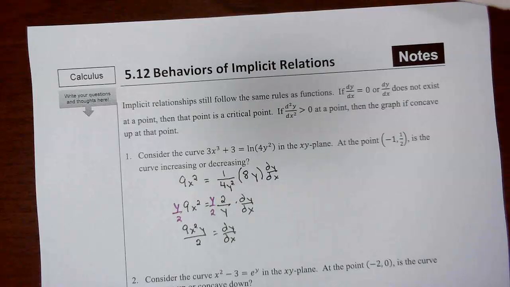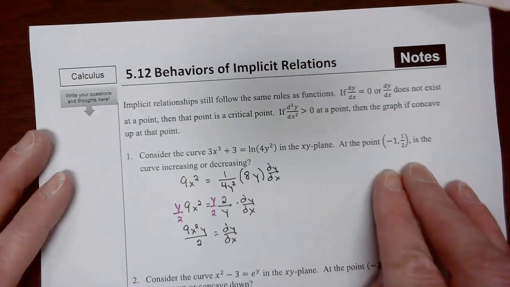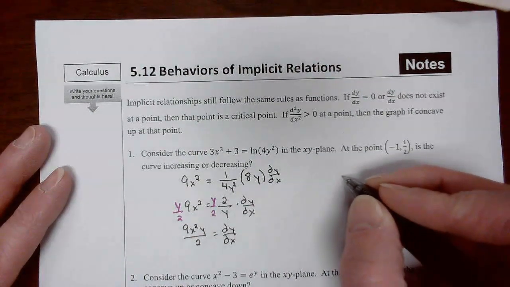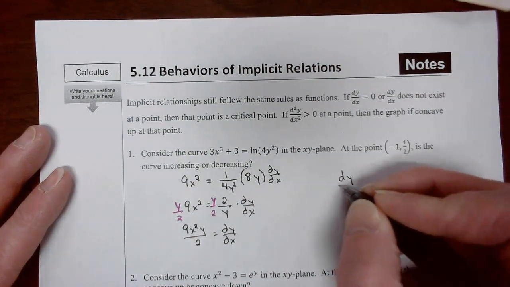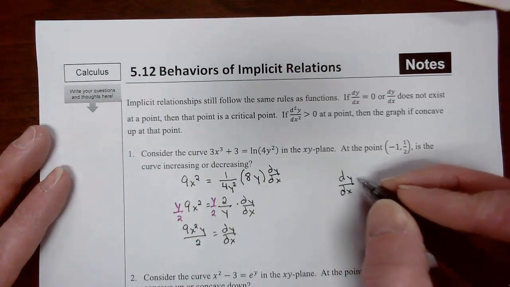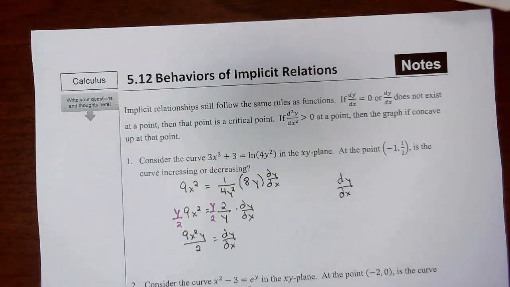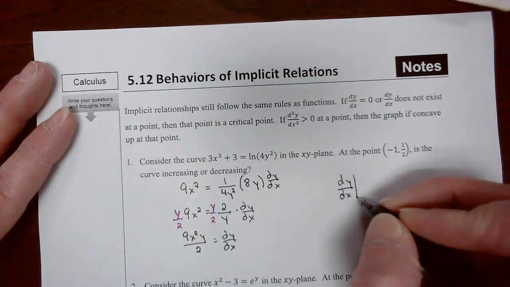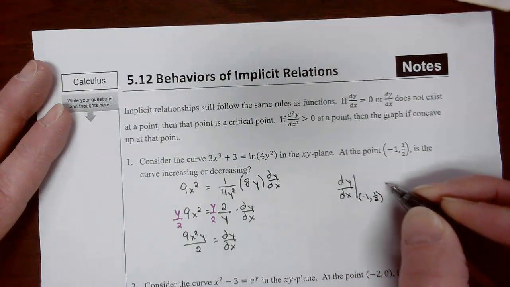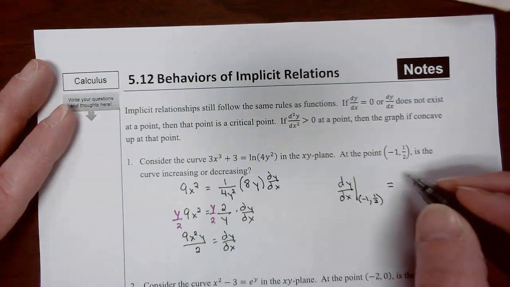dy/dx has an x and a y in it, so I need to plug in both to figure out whether we're increasing or decreasing. So dy/dx at that point, and sometimes if you want to make sure people know that you're evaluating it at that point, some people use a notation where they draw a line and put -1, 1/2. So I'm telling people that I'm plugging in -1, 1/2. Or you could just say you're finding the derivative at that point, and I'm just going to plug in those.